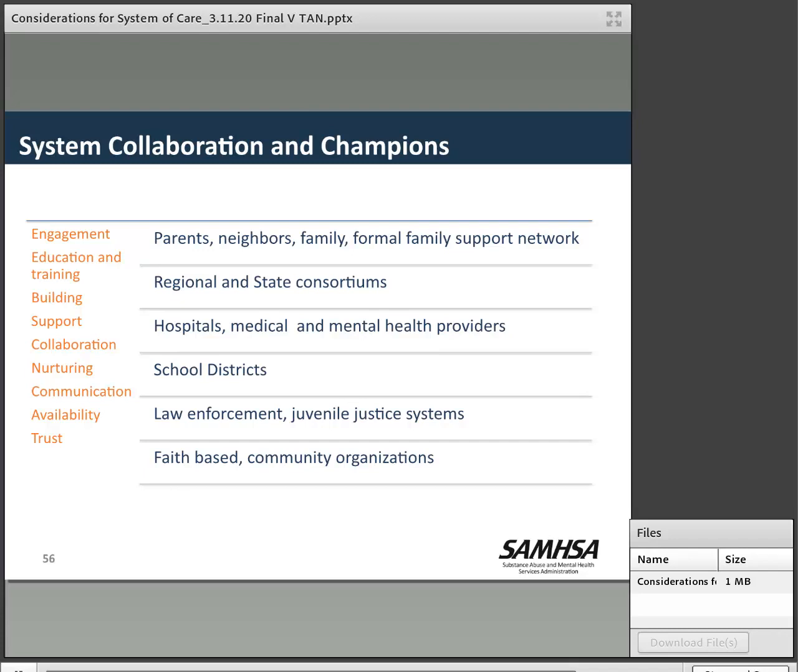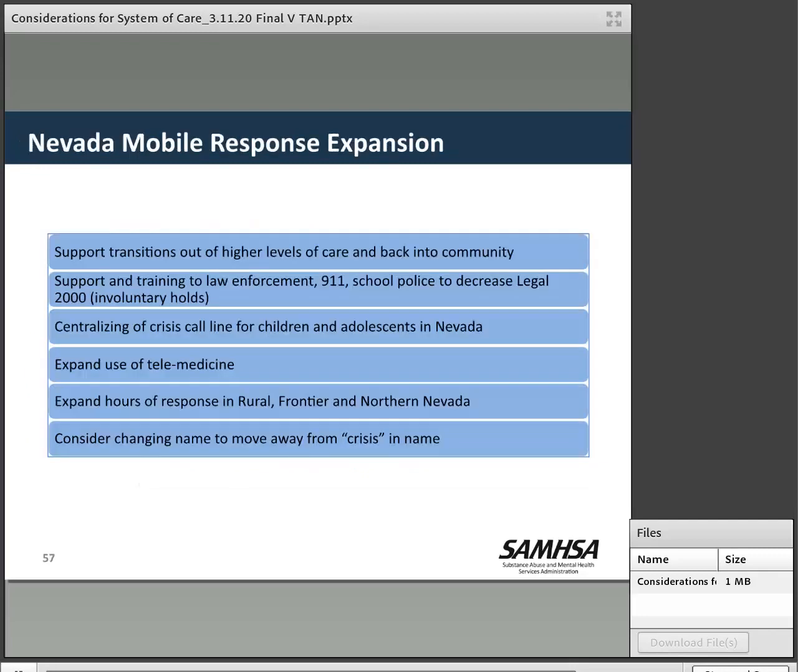Law enforcement is a tricky one for us. It's hard to engage law enforcement here because they want to move on to the next call, is the conversation that we're having. And so how do we really slow that down and have law enforcement engage us earlier when they're called out on a call? And then our faith-based and community organizations are partners for us.